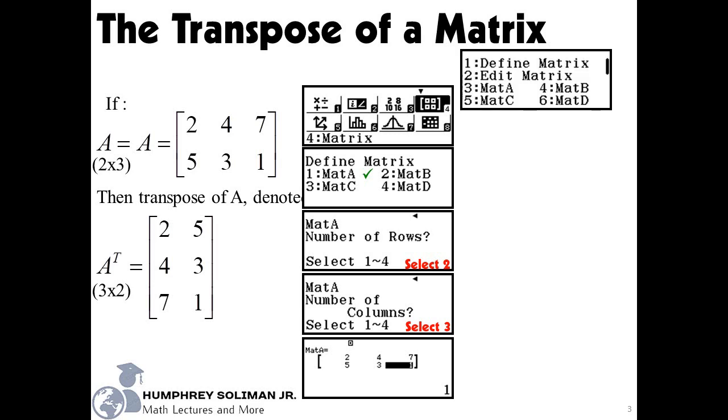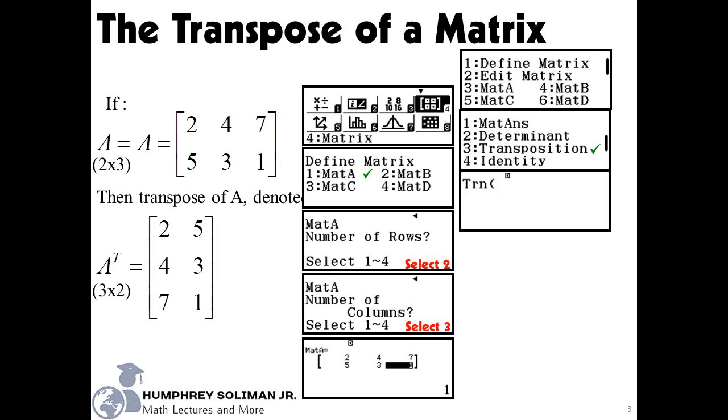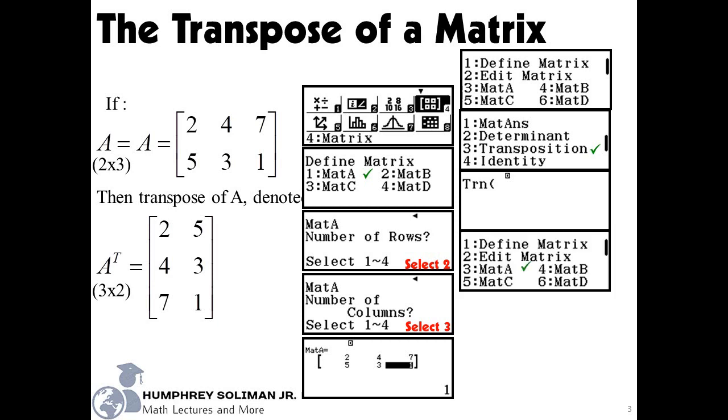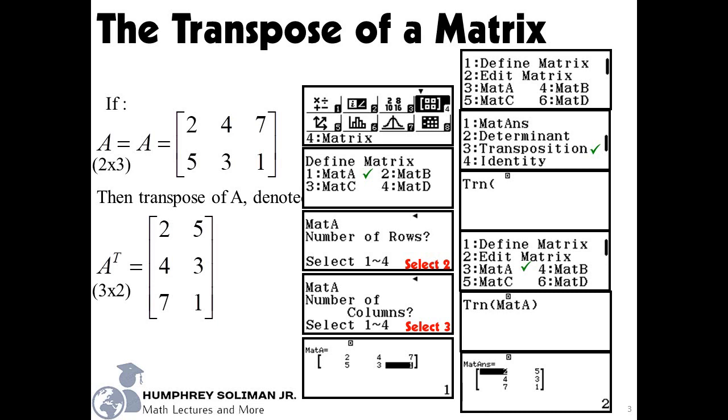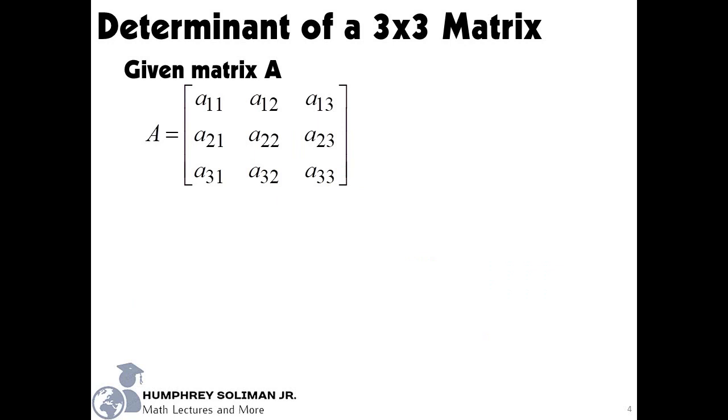And then, press the option key, and go to the next page of the menu by pressing the down direction key. Select option 3, for transposition. Then, press the option key again, select option 3, matrix A. And then, press the equals key. You will see the resulting matrix. It's that simple.